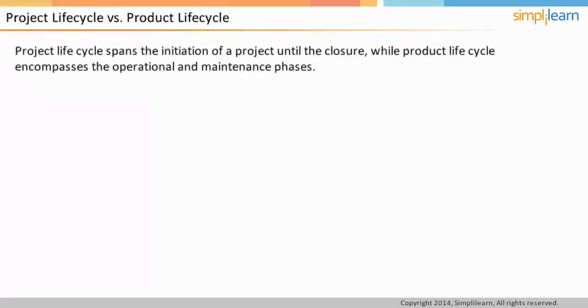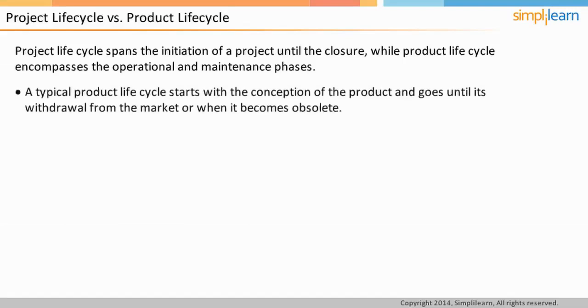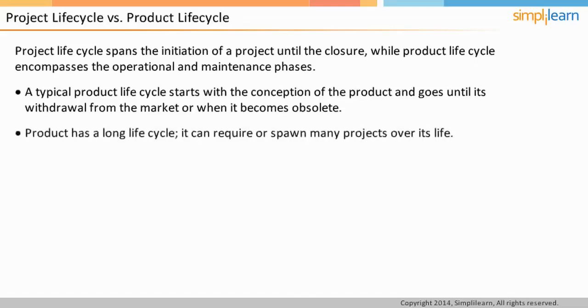Project lifecycle spans the initiation of a project until the closure of the project. The product lifecycle, on the other hand, also encompasses the operational and maintenance phases. A typical product lifecycle starts with conception of the product and goes until its withdrawal from the market. The withdrawal might be because it becomes obsolete or there is no further need for the product in the market. A product has a long life cycle.